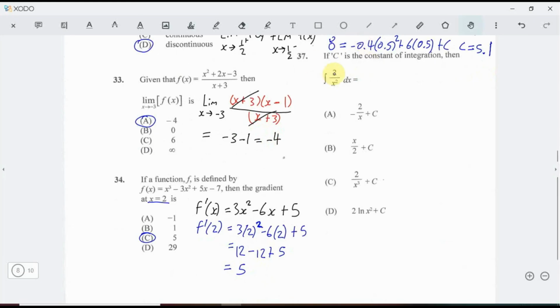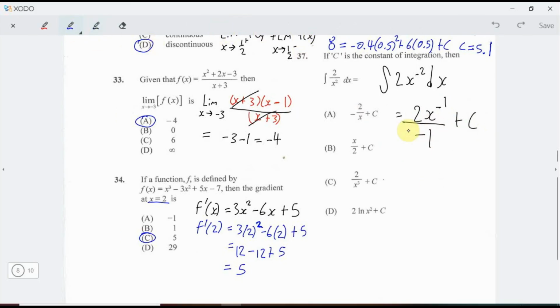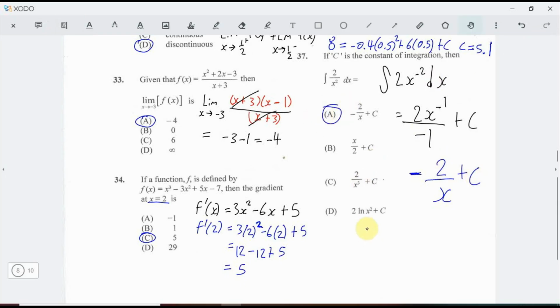Question 37. It says the integral of 2 over x squared. Now, first thing you have to do is rewrite it in index form. So you're integrating 2x to the minus 2 dx. Then you add 1 to the power, so you get 2x to the minus 1. Then divide by the power of negative 1, plus c. You need to rewrite this back in the form that they gave it to you. So x to the minus 1 is 1 over x. So this is now 2 over x, but then there was a minus here, so minus 2 over x plus c, which is option A. Nice. That's number 37.